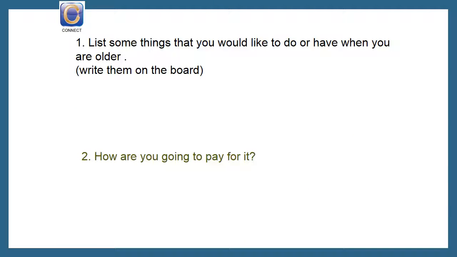And so here's an activity to have a go at. List some of the things that you think you may want to purchase when you're older, things that you'd like to have or things that you'd like to do. And question 2 is the important one down here. How would you pay for it? What sort of ways would you use about paying for it? Have a go at that before you go on.